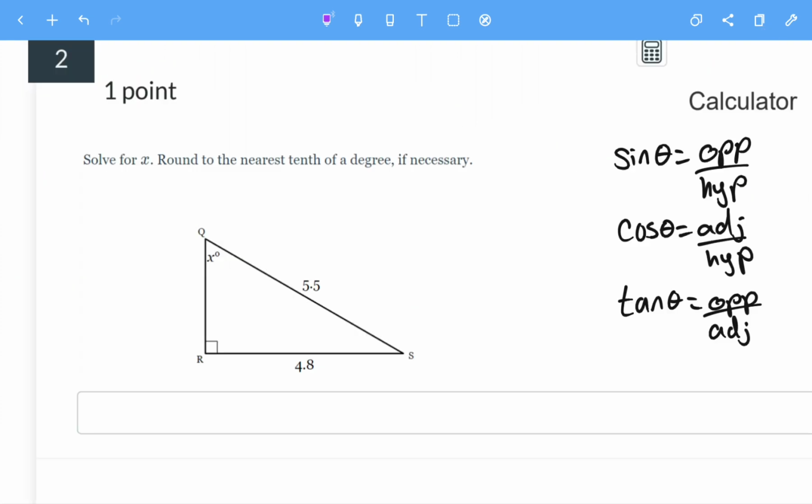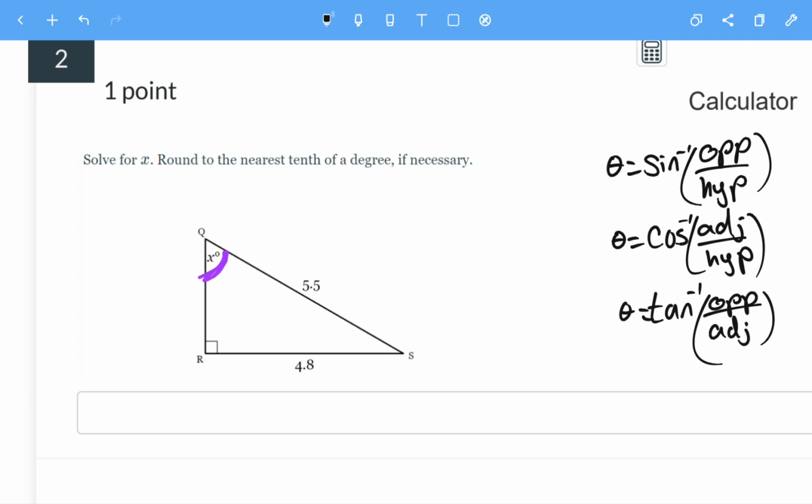Let's look at number 2 now. So number 2, we are going to solve for x, rounding to the nearest tenth of a degree if necessary. So x is our angle, which means we're going to use our inverse trig, which is the flipped versions, are the inverses of all of these, which look like this. But it's basically the same principle to start. First, we're going to identify your reference angle, which we already did, and then label your sides as so. And then figure out which function we're going to use.